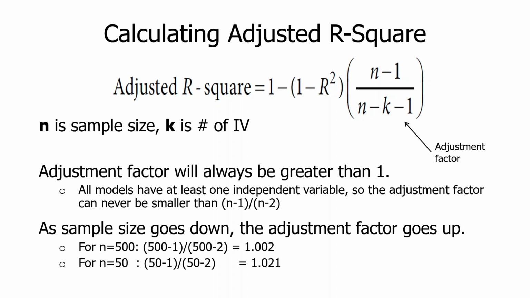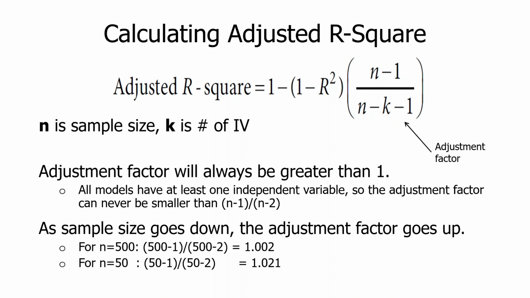In fact, the smaller the sample size and the more independent variables in the model, the larger the adjustment factor is. So if you're dealing with large samples, the adjusted R-square is very close to regular R-square. But with smaller samples, like the state sample, the two numbers are going to be more noticeably different.